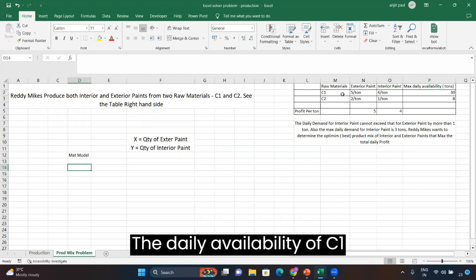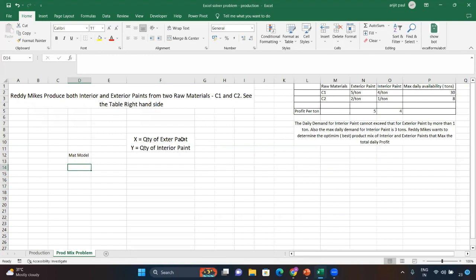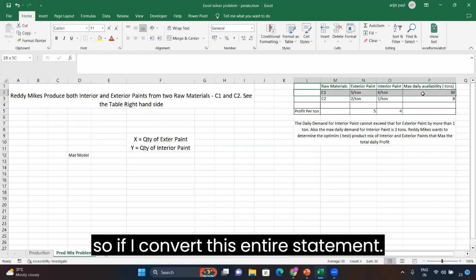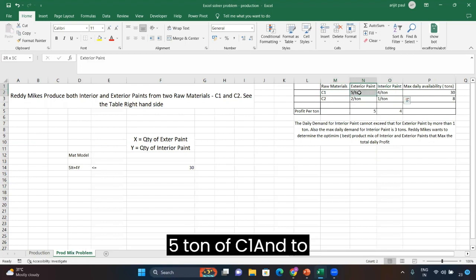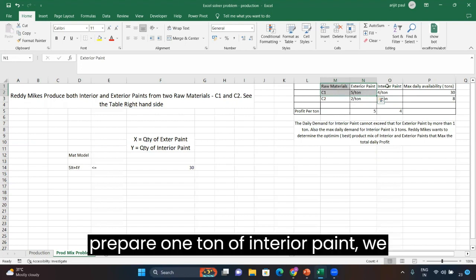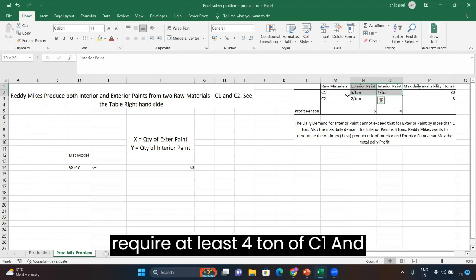What is the statement? The daily availability of C1 is 30 ton. If I convert this entire statement, then it means 5x plus 4y less than or equal to 30. How come? Because the requirement of C1 is, for exterior paint, 5 ton of C1, and to prepare 1 ton of interior paint, we require 4 ton of C1.